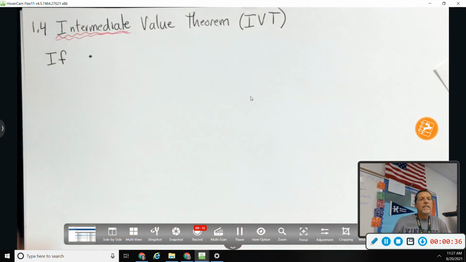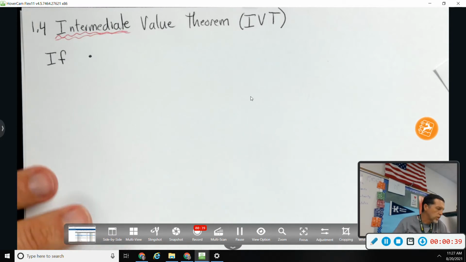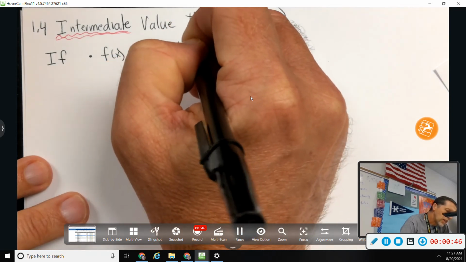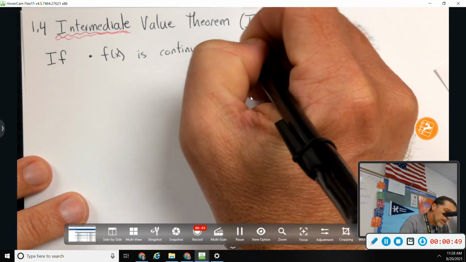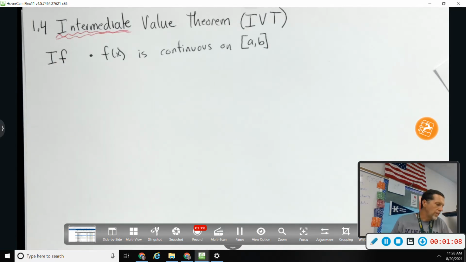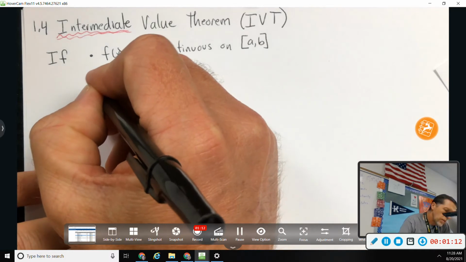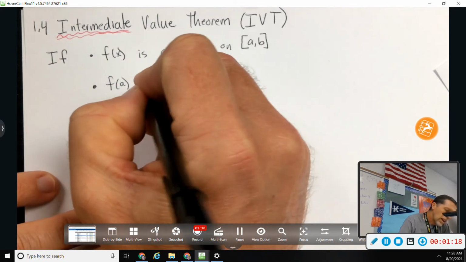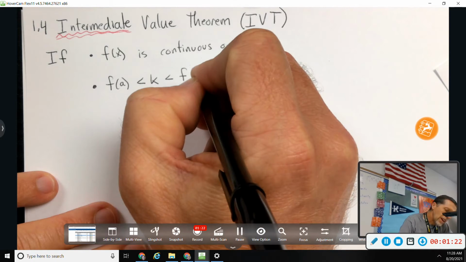If, we're going to have two ifs and then one conclusion. If f of x is continuous on A to B, so that whole last lesson was on continuity. Did they connect? Left and right equal each other? Did the function exist? All that stuff, because we need continuity to use the intermediate value theorem. And the second if, f of A is less than k is less than f of B.